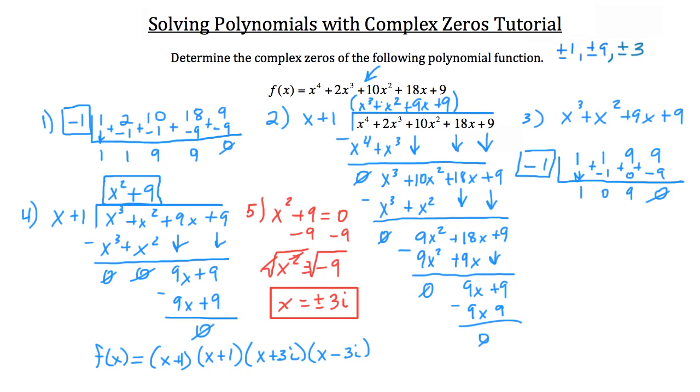So that's how you could take a polynomial expression that you've been given without any zeros and find all the zeros for that expression. It just takes a little bit of time.